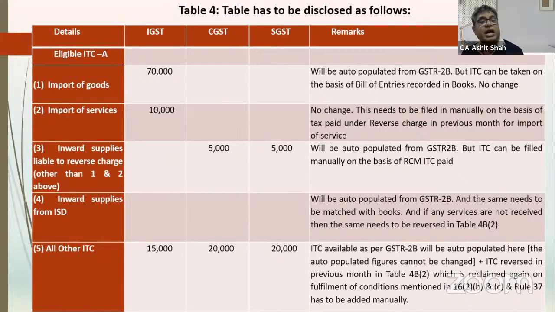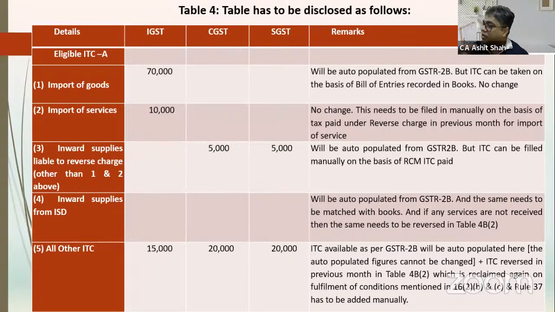Then, if the inward supply is liable to reverse charge, now see here what will happen. Here the field will be auto-populated. The details will be captured from GSTR 2B.